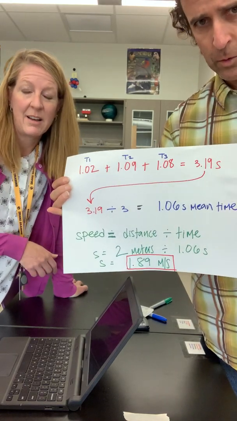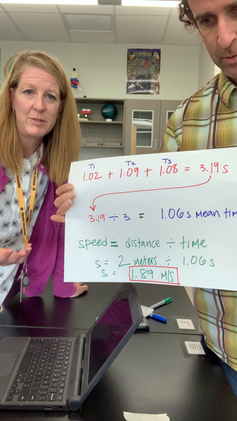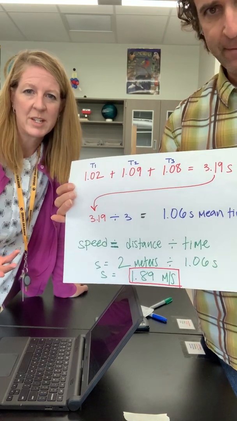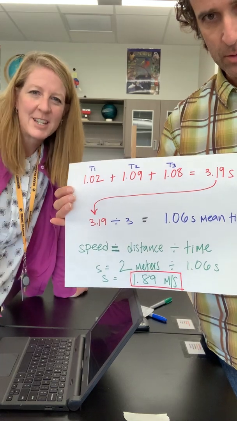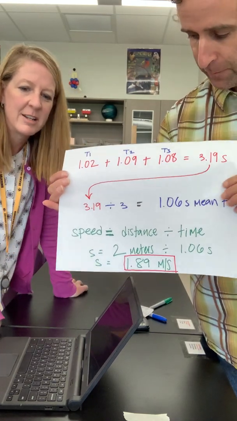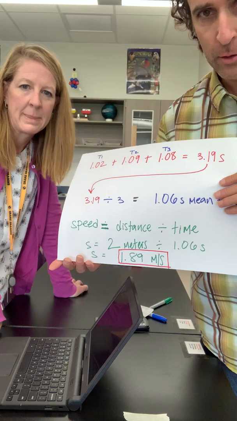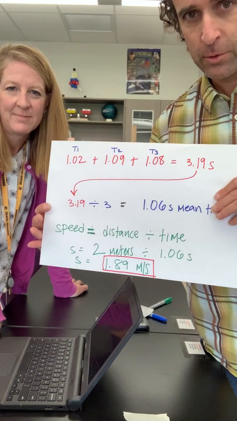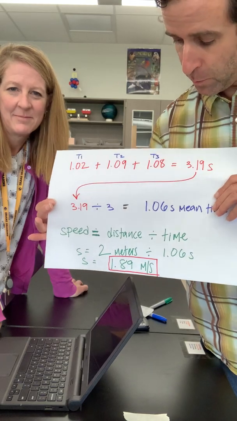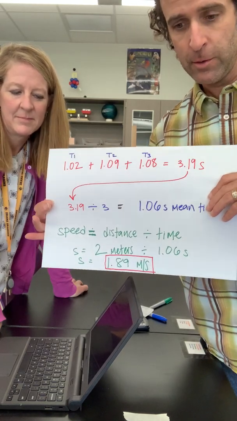You could have miles per hour, those are other units that are used to measure speed, but we're scientists, so we use meters and seconds rather than miles. So this was the speed of our control, the yellow marble, the nice smooth one. It traveled at a speed of 1.89 meters per second.